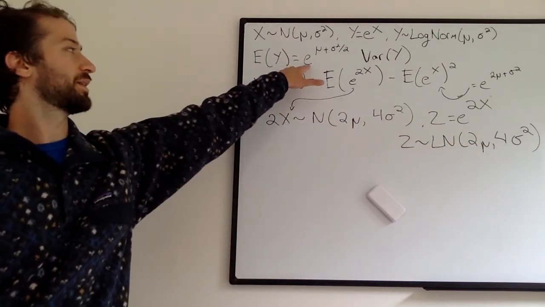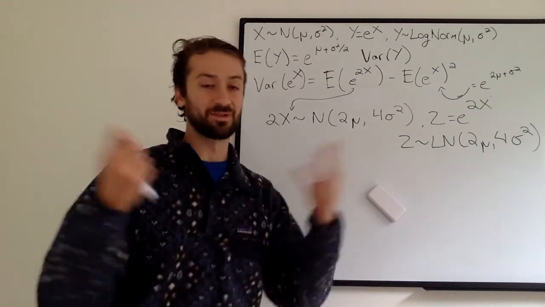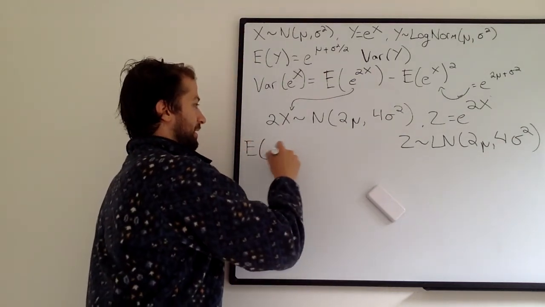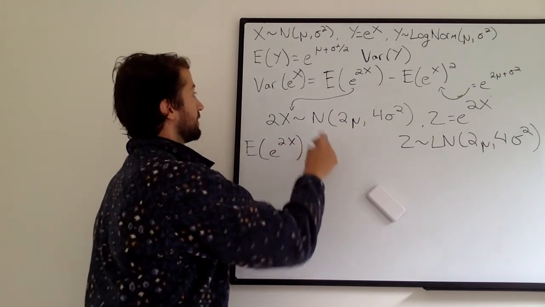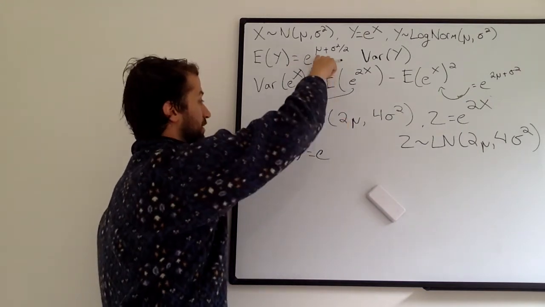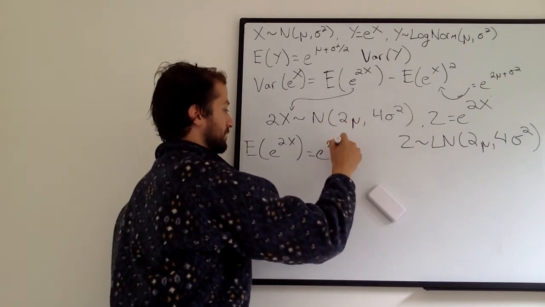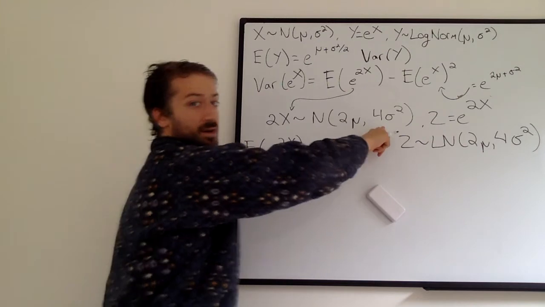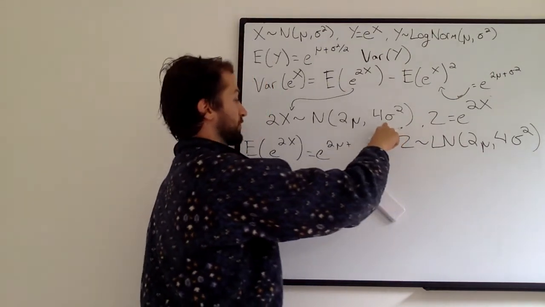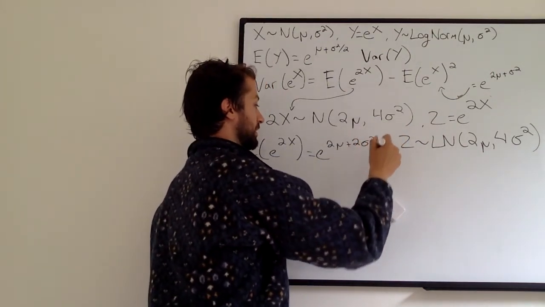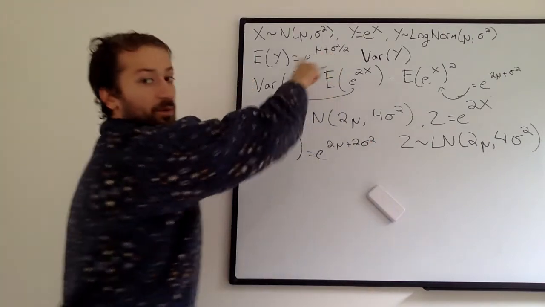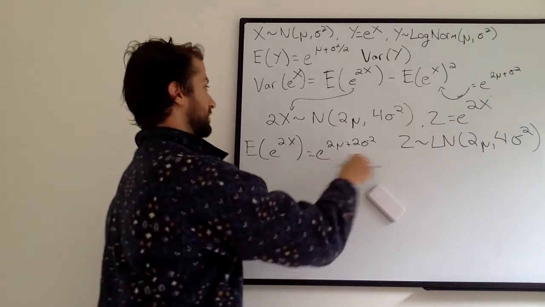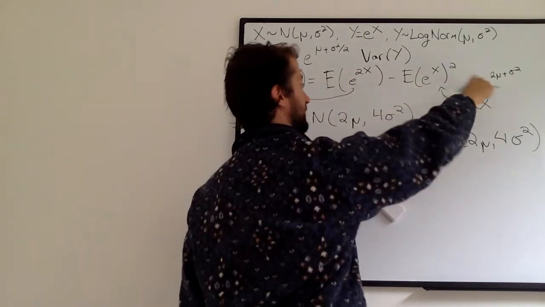And we already know what the expectation of any log normal is. We just have to plug into that formula. So the expectation of e to the 2x just becomes e to the power of mu. In this case, mu is 2 mu, so 2 mu, plus sigma squared over 2. In this case, the variance of the underlying normal is 4 sigma squared, so we get 2 sigma squared, because 4 sigma squared divided by 2 gives you 2 sigma squared. Awesome. So we have this term equals this guy, and this term equals this guy.